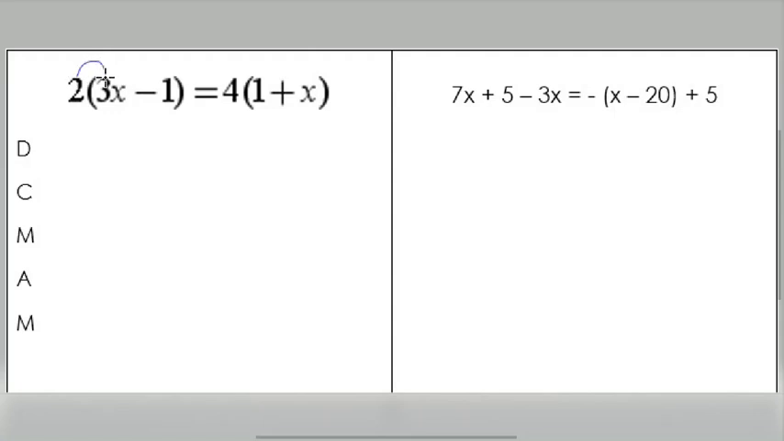So I'm going to take the number on the outside and times it by everything on the inside, right? So 2 times 3 is 6, and it has an x next to it, so that stays with it. And then 2 times negative 1 is negative 2. I also have parentheses on this side, so I have to distribute this 4 to get rid of the parentheses. 4 times 1 is 4. 4 times x is 4x. And it's a positive 4x, so I put plus 4x. And now I'm done with don't, or distribute.